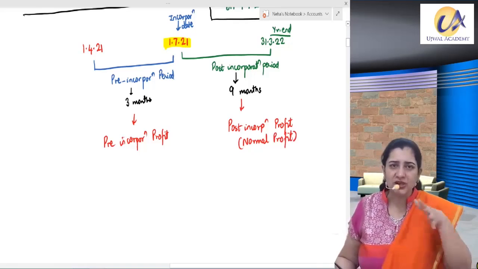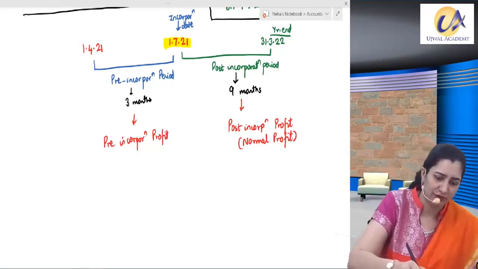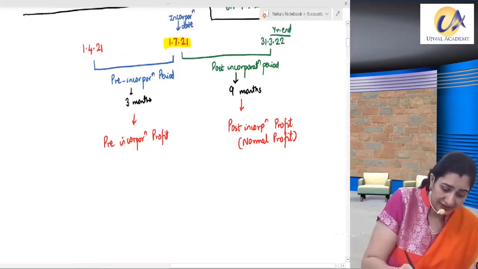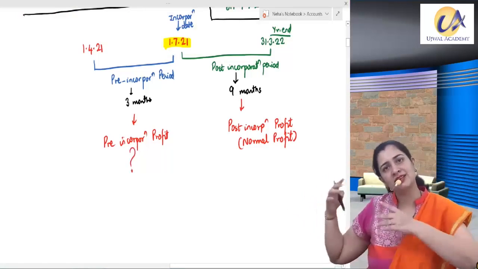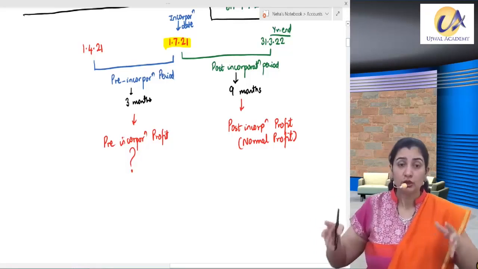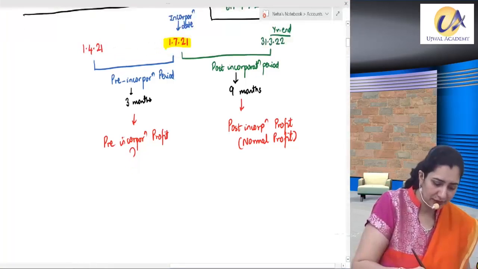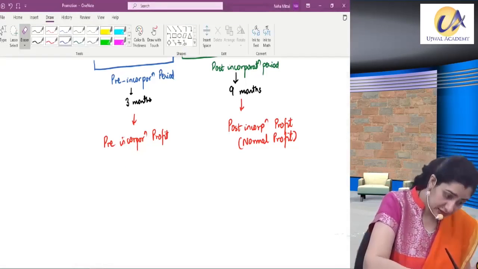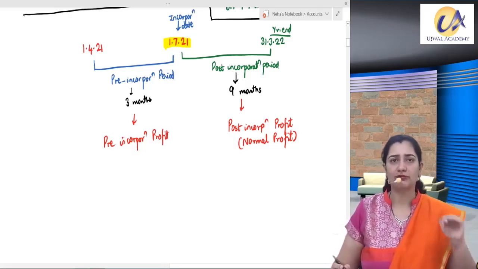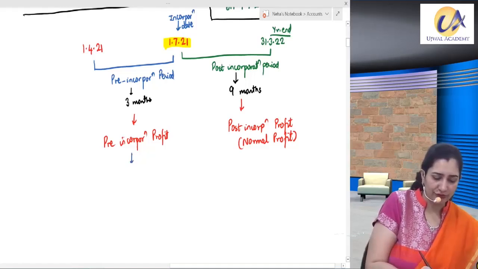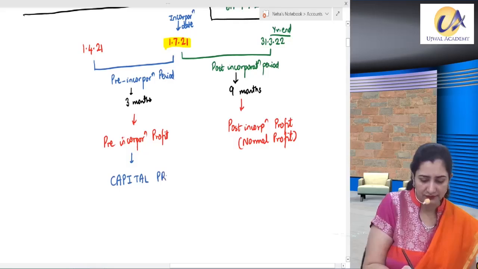Okay, my chapter is not called post-incorporation profit. My chapter is called pre-incorporation profit. What is to be done about this is my chapter. Post-incorporation is regular profit. Right? So what is this pre-incorporation profit? Because the company had not been formed and still they are getting the profit for those 3 months, those profits are in the nature of capital. These are capital profits.